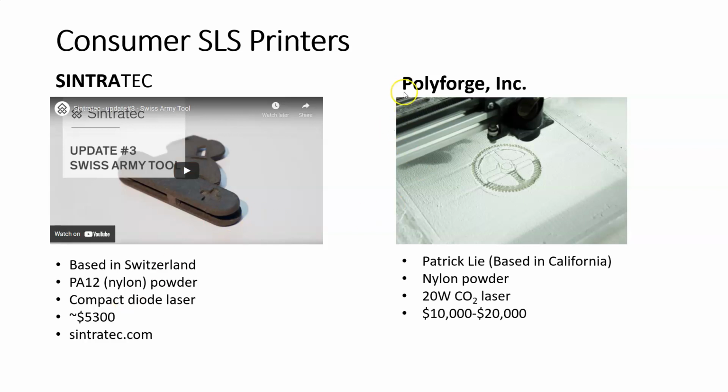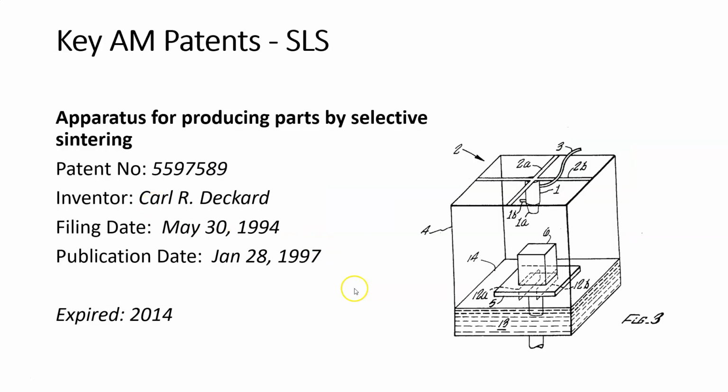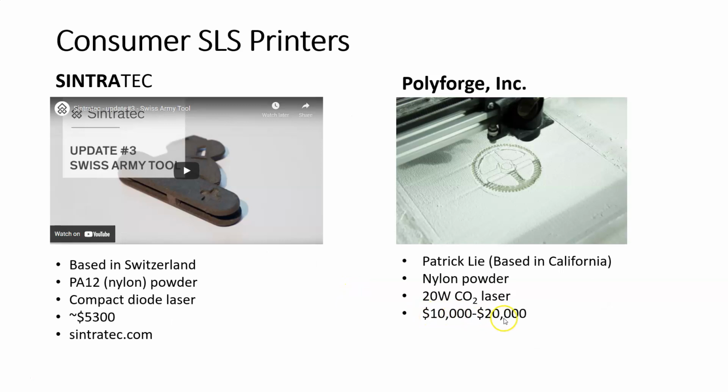We also have the Polyforge, which is another one. It was invented by a gentleman named Patrick Lai in California. It uses nylon powder and a 20-watt CO2 laser to apply the heat, and it costs $10,000 to $20,000, which is very expensive. But remember, at this point, the only competition they had was the other SLS machines developed by Carl Deckard. Okay, so that was their only competition. And as I said, since that time, they've come down.